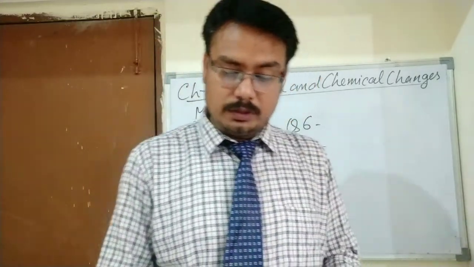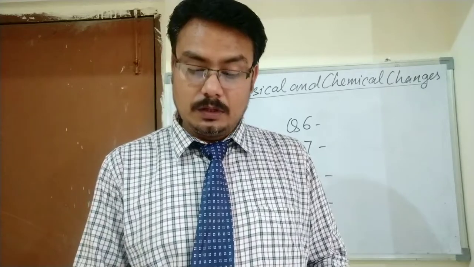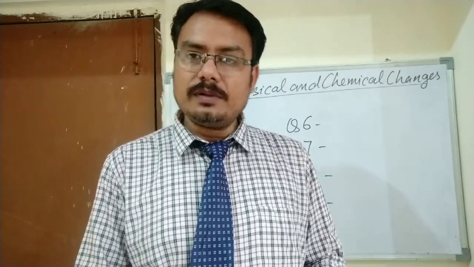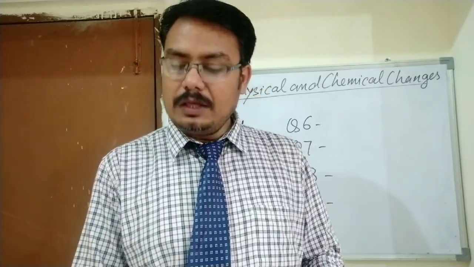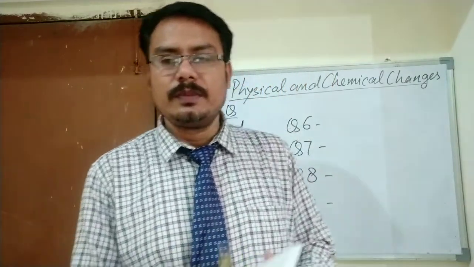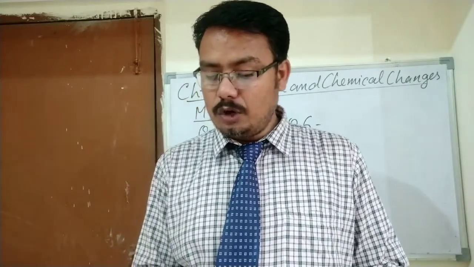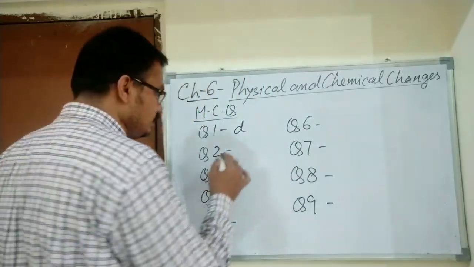Now students, question number 2. Which of the following is a chemical change? A, twinkling of stars, B, cooking of vegetables, C, cutting of fruits, and D, boiling of water. I know students, you have got the correct answer. Yes, cooking of vegetables is a chemical change, and the option is B. So question number 2, B is the correct option, students.